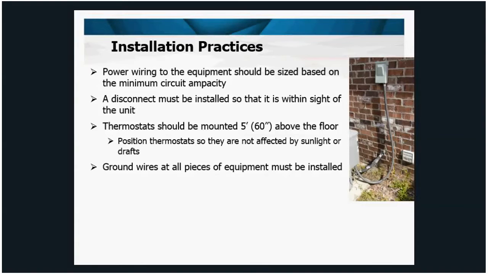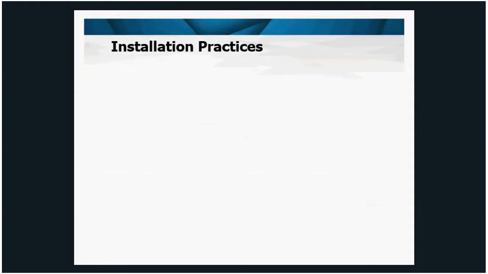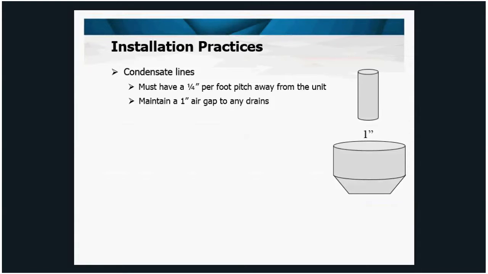Ground wires. All pieces of equipment must have ground wires installed. When it comes to condensate lines, they need to have a 1/4 inch per foot pitch away from the unit. 1/4 inch per foot. When you terminate that condensate line into a drain, either a floor drain or some other type of drain, you need to maintain a 1-inch air gap. And that's there so that if the drainage system should back up, you don't get that backup into the condensate line.